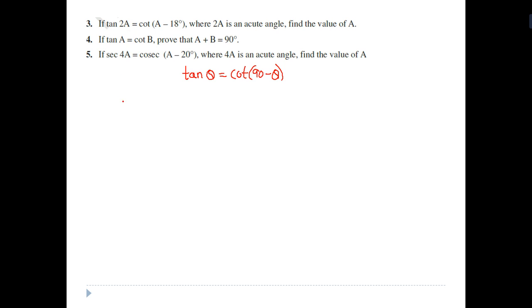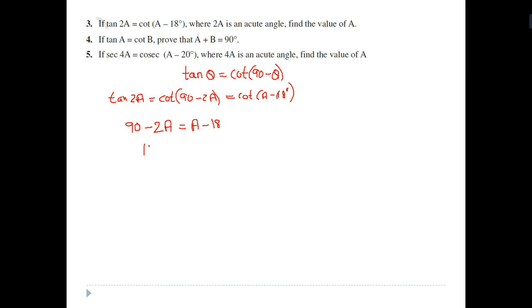Tan 2A is equal to cot (90 minus 2A), which is equal to cot (A minus 18 degrees). So 90 minus 2A is equal to A minus 18 degrees.